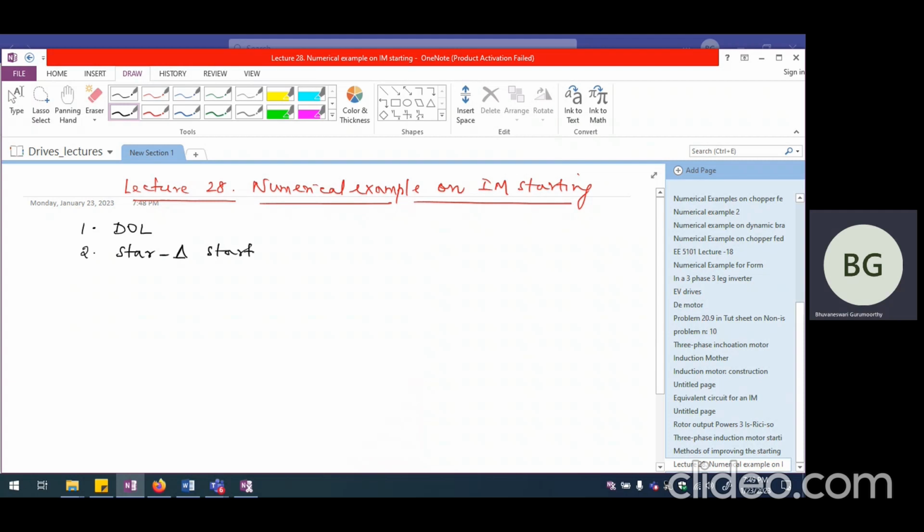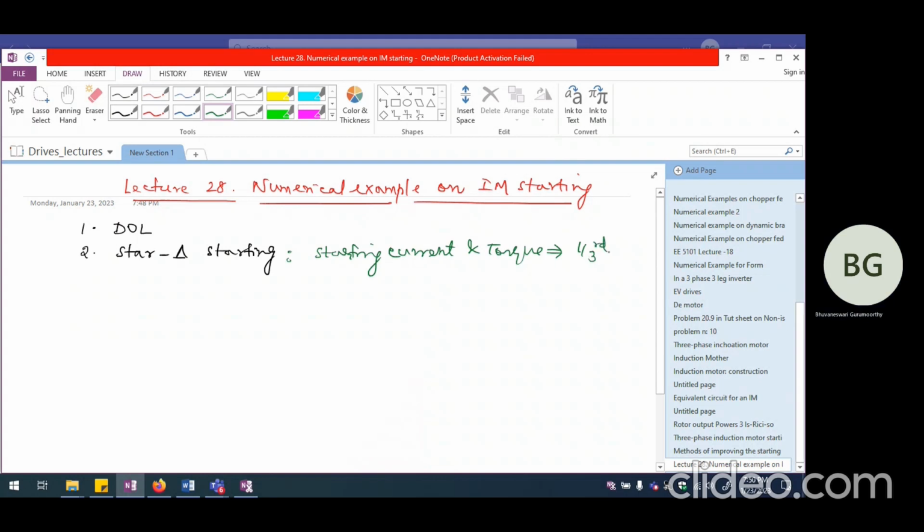Assuming that the stator winding is normally connected in delta, if we connect it in star, we said that the starting torque as well as the starting current are both going to be reduced to 1/3 of DOL values, direct online starting values. This is what we said.